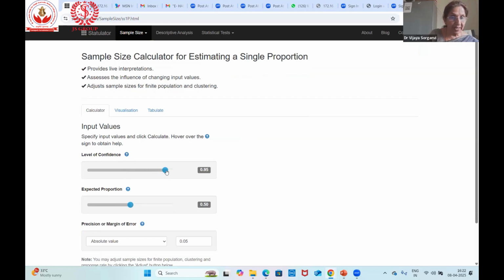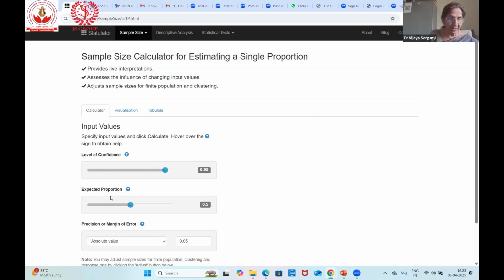If you want to change it to 99%, it will move left side and right side. With your mouse, you click on the left side and move it to the right side, or you can move it to the left side. Okay. So minimum 95% should be there. By default, it will be 95%. If you want to increase, you can increase it like this. Okay. So now 95% confidence interval.